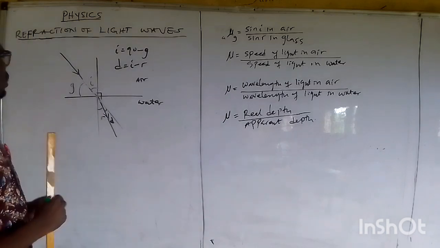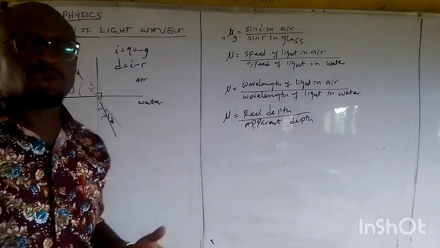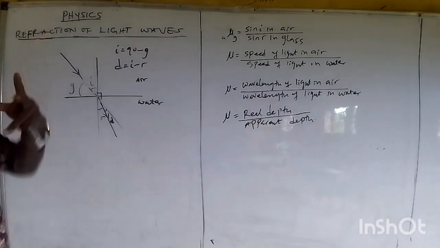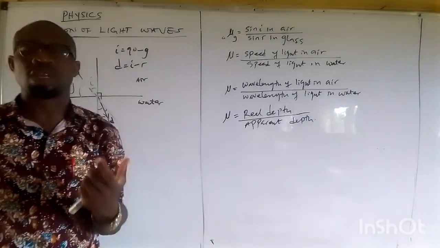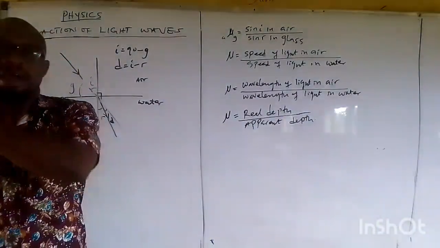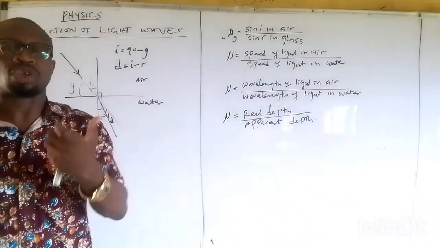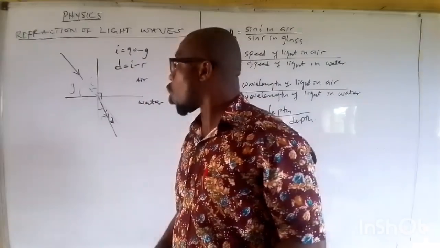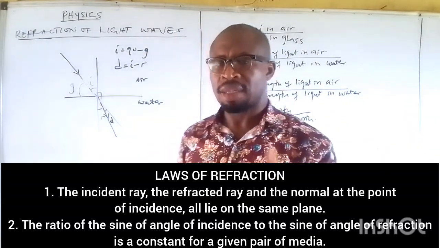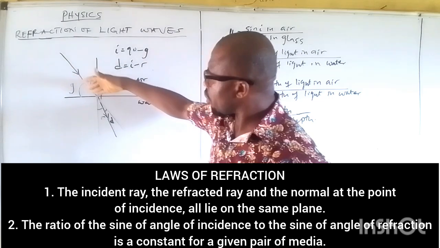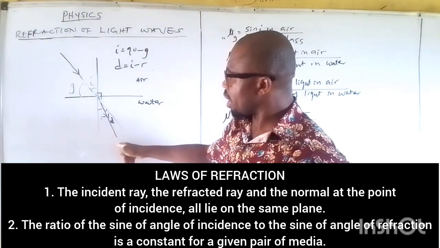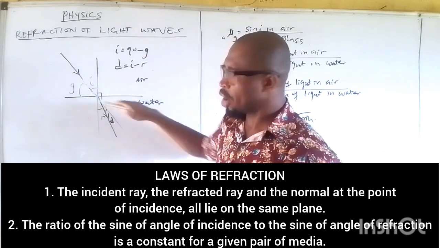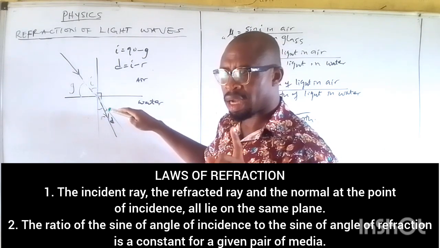Now, having discussed this, we can move straight to give the laws of refraction. Of course, there are two laws of refraction, as we said in our earlier video where we discussed reflection. We said there are two laws of reflection. The same thing is applicable to this one. There are two laws of refraction. The first law says that the incident ray, the refracted ray, and the normal at the point of incidence all lie on the same plane. That is the first law.